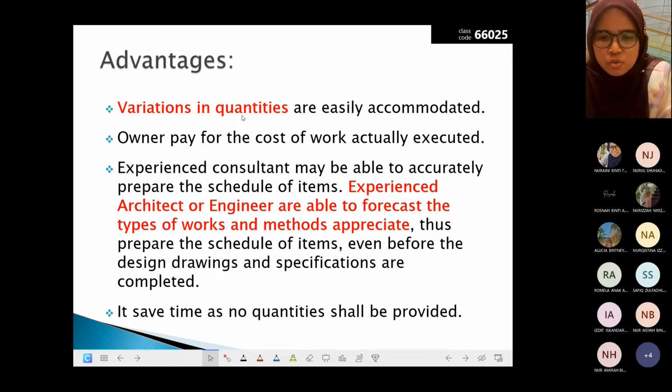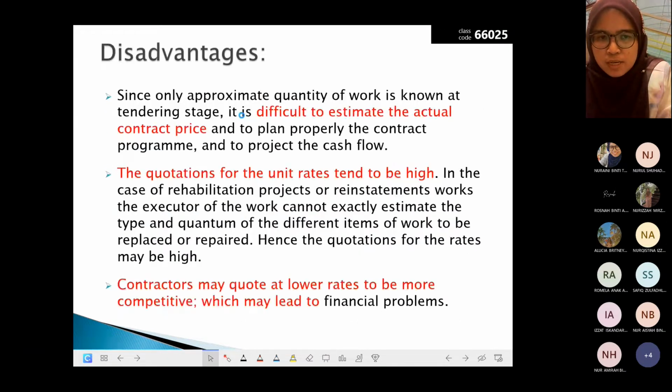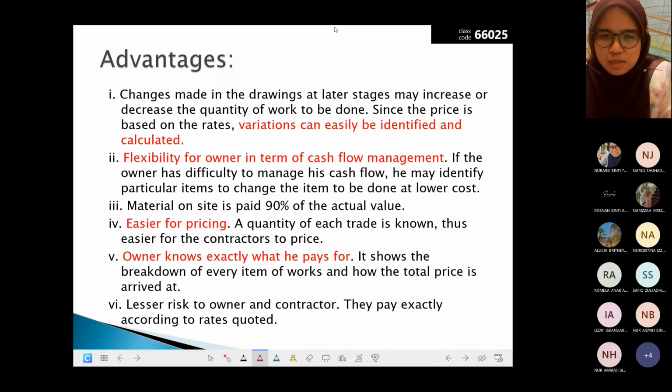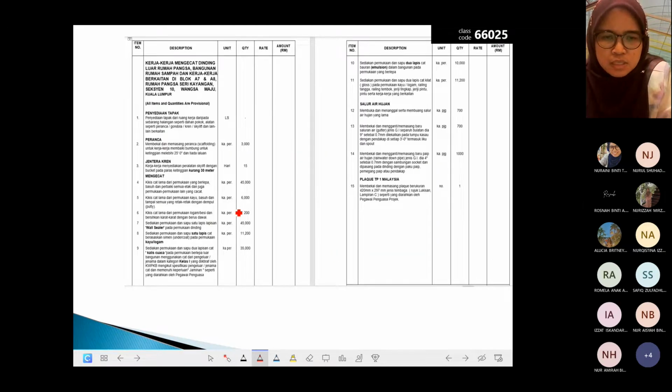So save time as no quantity shall be provided. So you tak perlulah kira quantity satu-satu, konkrit berapa meter padu, besi berapa kg. Kalau you pakai BQ, so you kena kira all the material ni lah, contoh kan. Kita kira ni based on the drawing lah. So dia akan jadi detail macam ni kalau BQ.